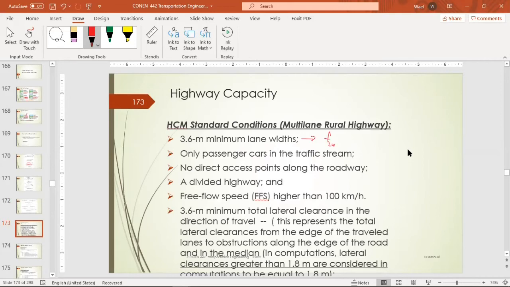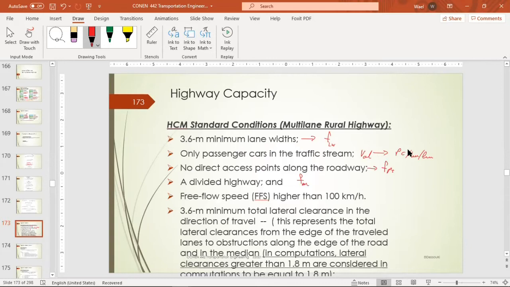Here, with passenger cars in the traffic stream, that means our volume needs to be converted to passenger cars per hour per lane. No direct access, meaning there is no access point. So here we need a factor to adjust for access points. Divided highway means we have an island or median. If we don't have one, then we need a factor for median. Free flow speed higher than 100 kilometers per hour. That's one standard condition.